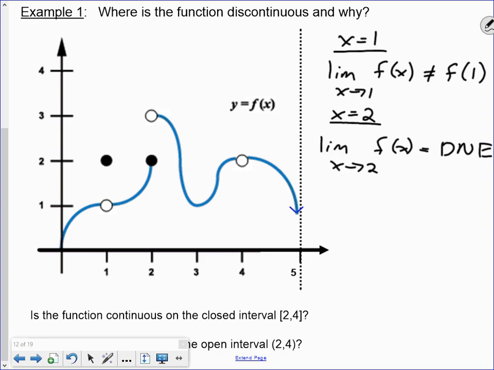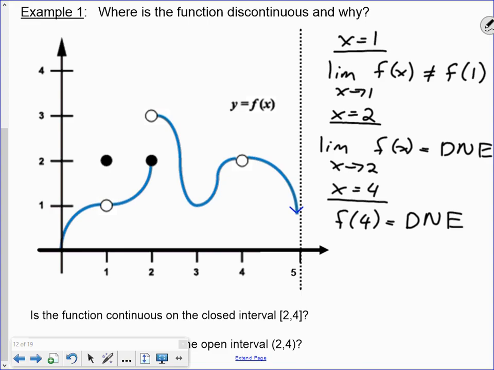It's discontinuous at x equals 4 because f at 4 does not exist. That was the first condition we talked about. There's no filled in spot there at x equals 4 to indicate the value of the function.